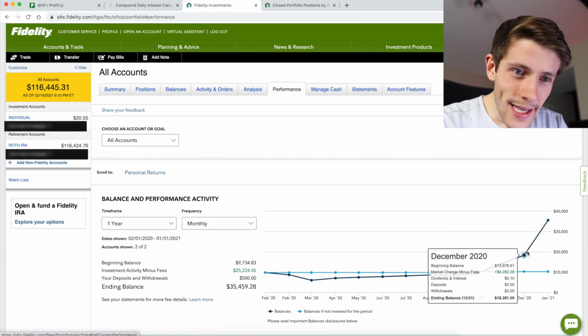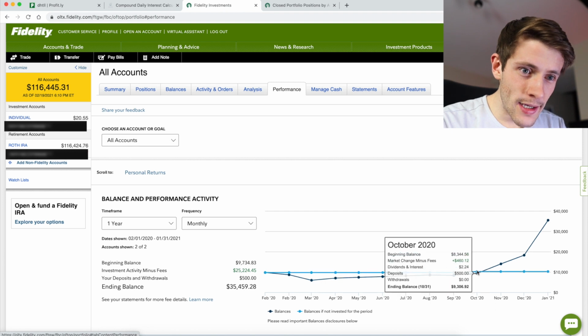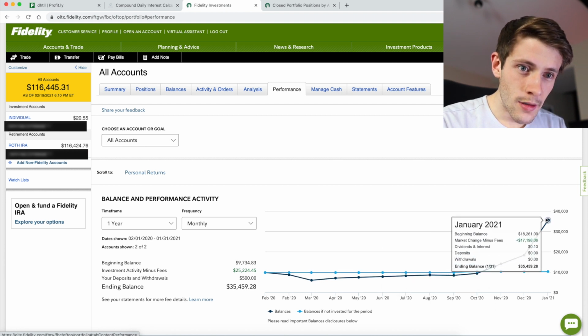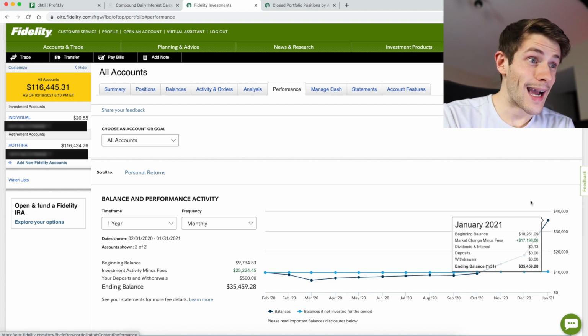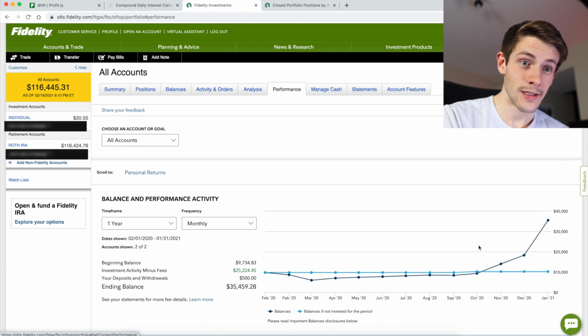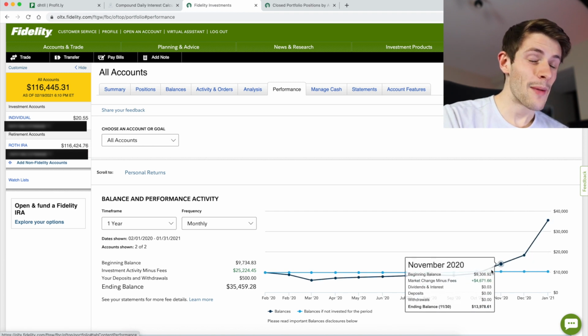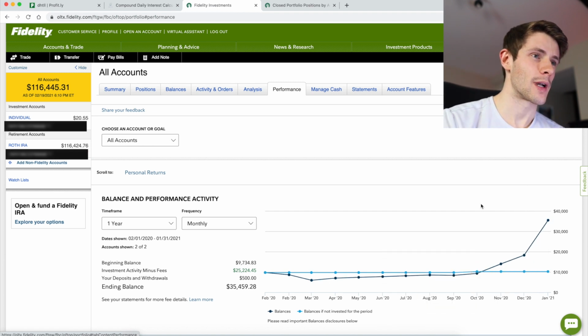I mean, you go look here, this account was, again, back in February. At the beginning of February, I guess it was $35,000. And it's February 19th when I'm filming this. And now it's $116,000. Compound growth is such a powerful tool, guys.